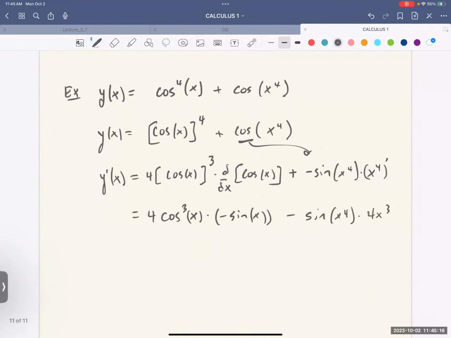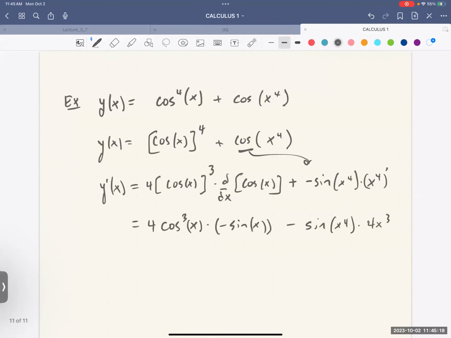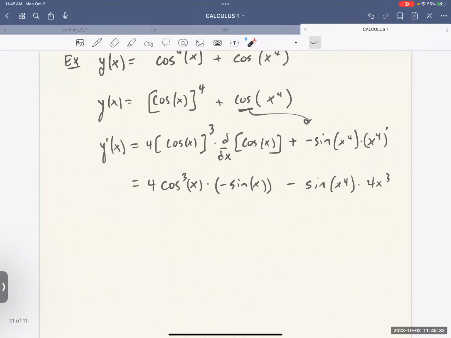The tricky part with the chain rule, I think, is figuring out what's an inner function, what's an outer function, and then carrying out the rule. We'll work on this more on Tuesday with implicit differentiation, but for now, this is the chain rule.